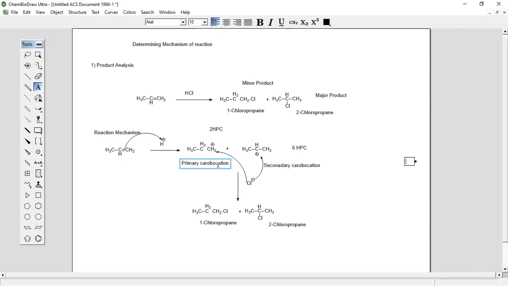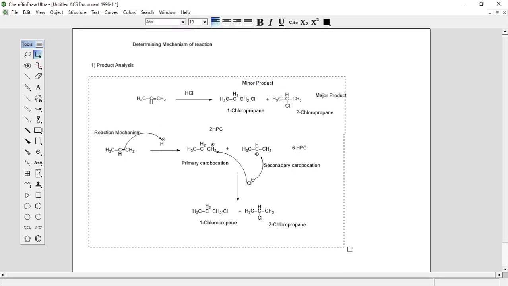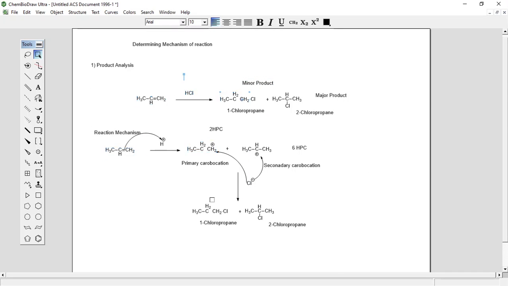So this is about product analysis. Now let's take another example to understand this product analysis. By analyzing the product, you can determine the mechanism of the reaction.